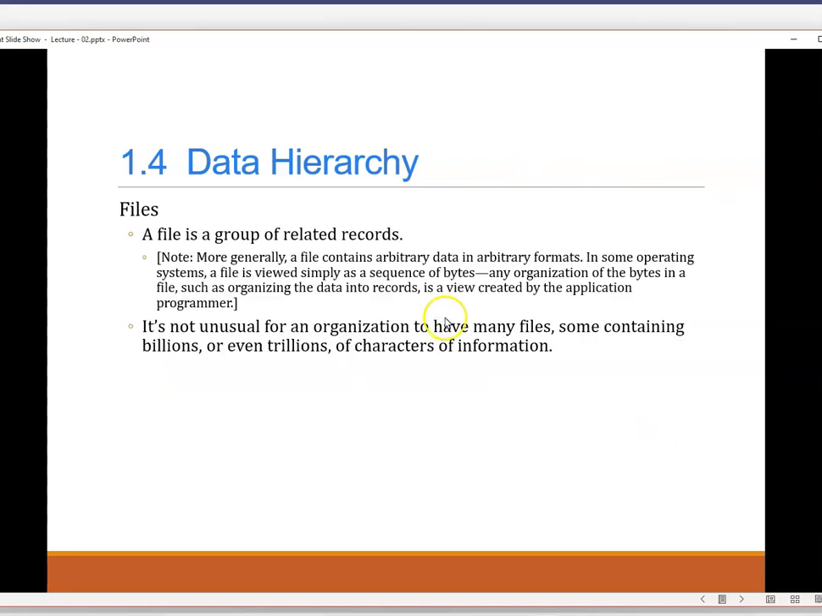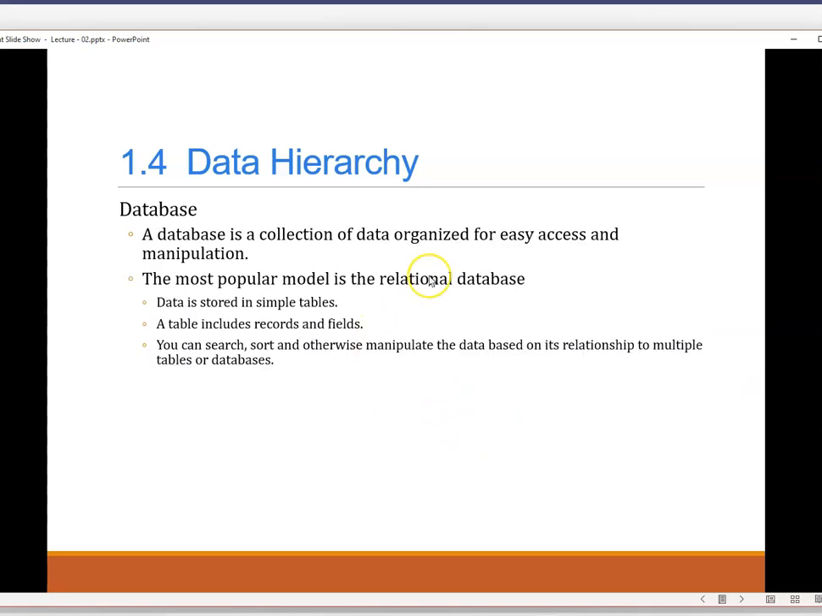A file is a group of related records. More generally, a file can contain arbitrary data, but often it is organized. Similarly with a database. It's not unusual for organizations to have many files, some containing trillions of characters of information. A database is a collection of data organized for easy and efficient access. The most popular data model is called a relational database.